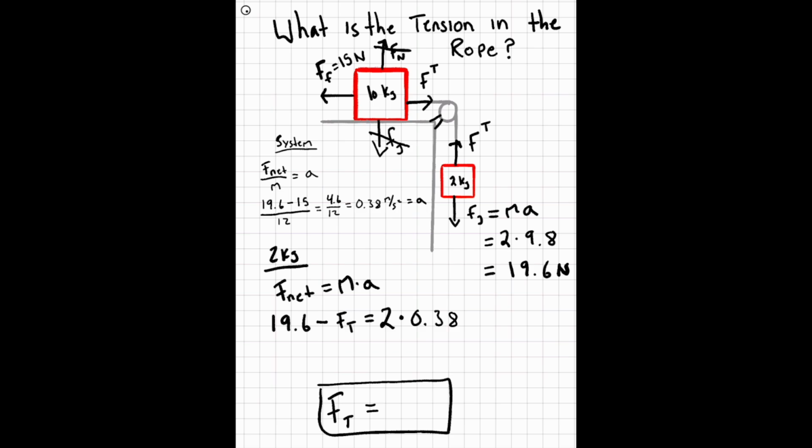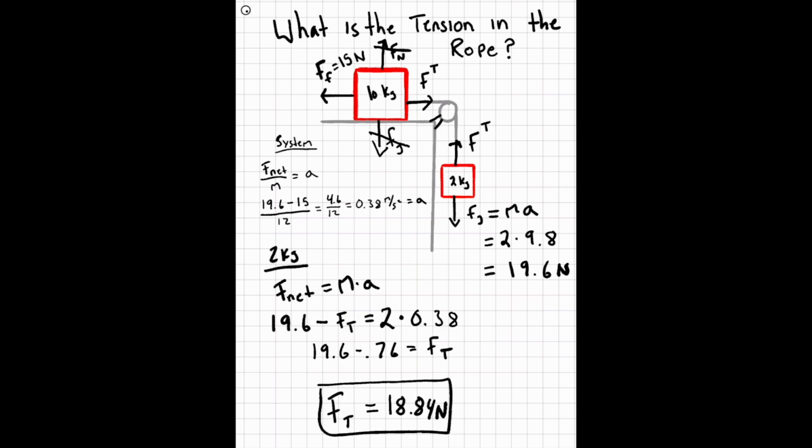Wonderful. So if I go ahead and run the math there, add the force of tension to both sides to solve for it, subtract 2 times 0.38, which we should do. 2 times 0.38 is 0.76. So we end up with 19.6 minus 0.76 is equal to the force of the tension. 19.6 minus 0.76 is, of course, 18.84. So the force of the tension is 18.84 newtons.